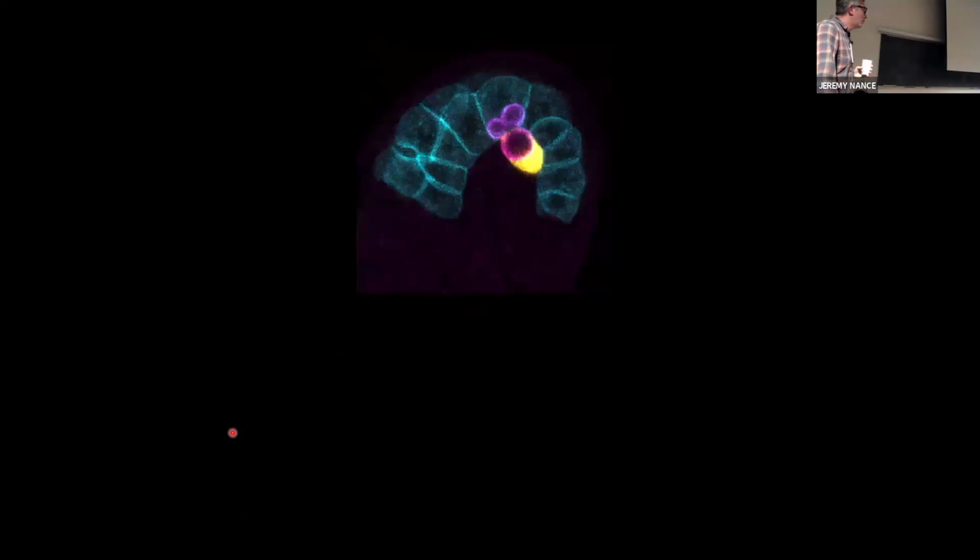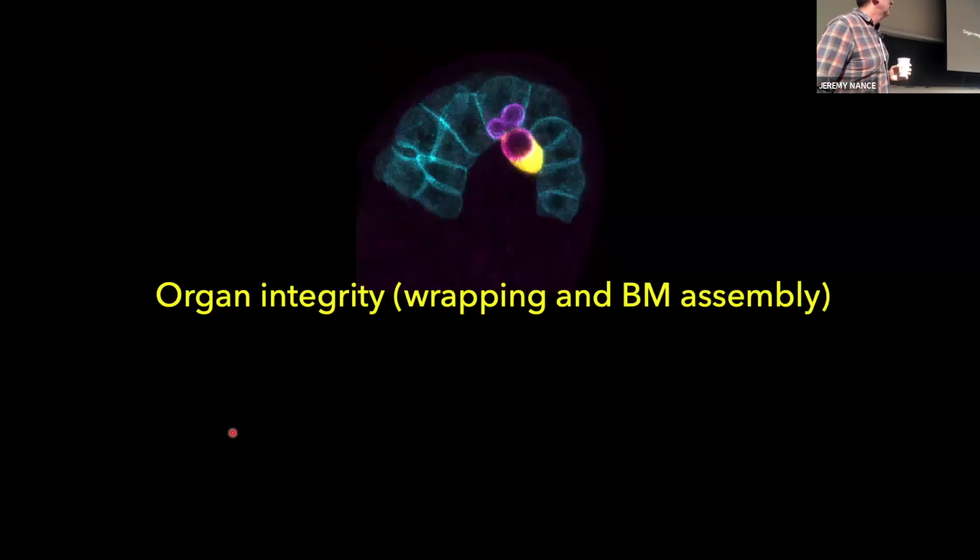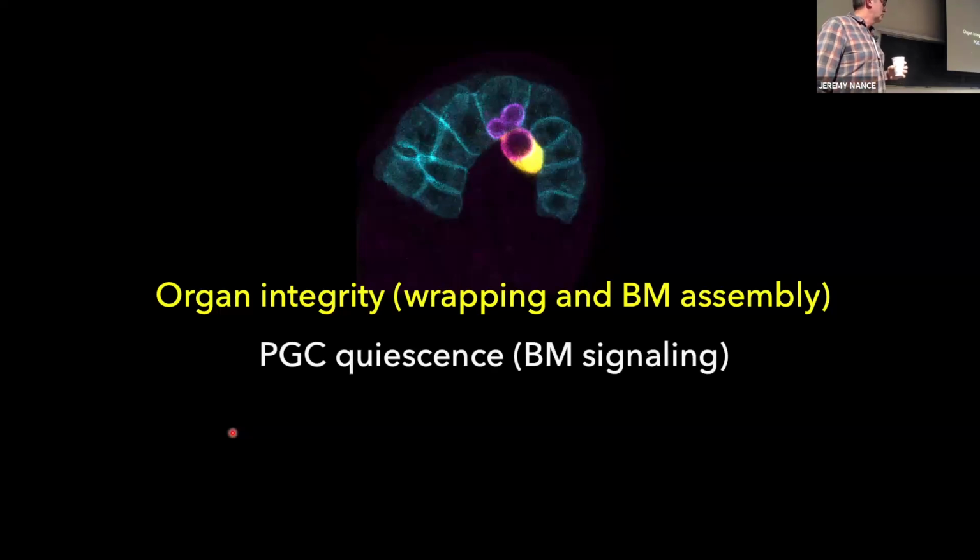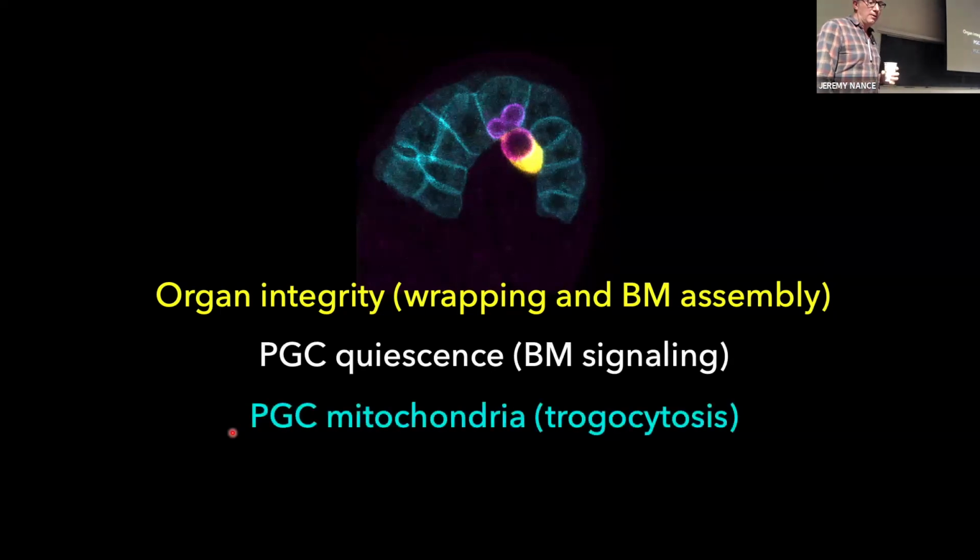Okay, so I hope I convinced you that this meager organ has a lot of biological secrets still to reveal. So the interactions between PGCs and its adjacent niche I showed you are involved in organ integrity. So that would be the wrapping of the SGPs and the assembly of the basement membrane. I showed you that basement membrane signaling through the SGPs actually was important for maintaining the quiescence of the PGCs. And then finally, that this trogocytic event from the endoderm was regulating PGC mitochondria and probably other things that we haven't yet identified.